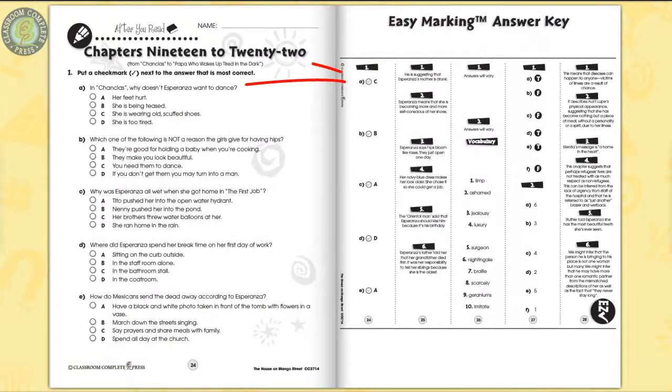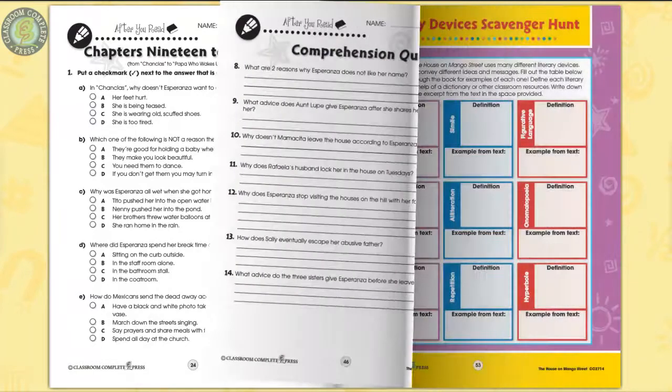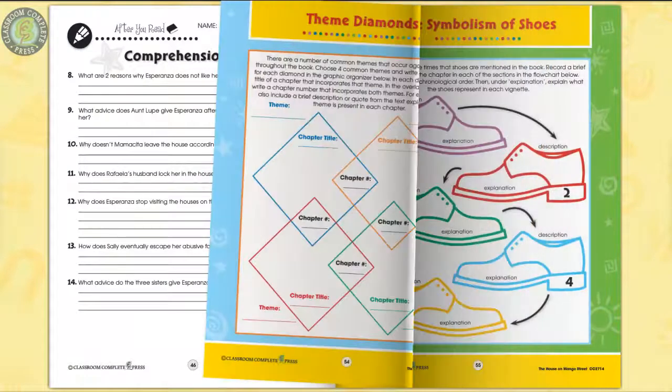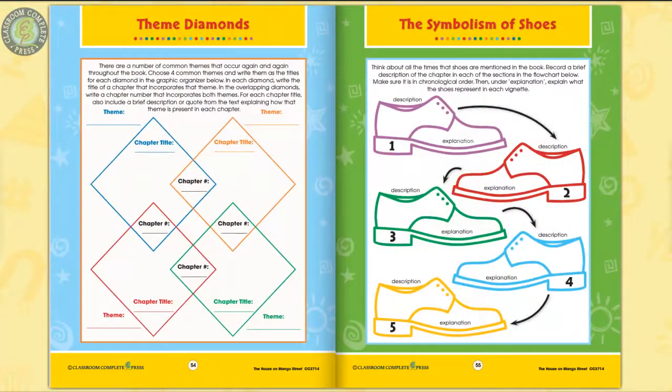The easy marking answer key works by lining up perfectly with the matching question pages. 3 color posters, which are graphic organizers, complete the resource. Record the symbolism of shoes used throughout the novel by detailing their use on a flowchart.